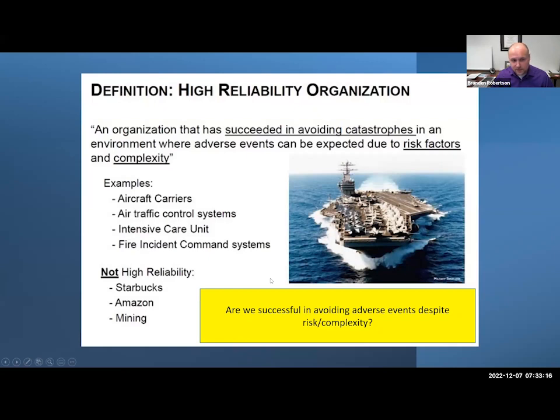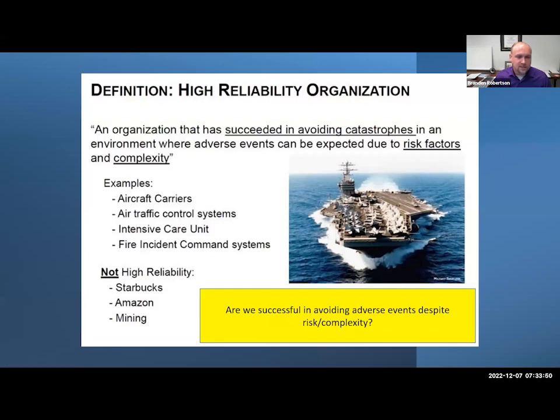And Starbucks, Amazon, mining, we're probably not considering them highly reliable. First of all, the risk factors and complexity within the first two are not extremely high. Mining, although I would venture to say that it is, but we know that accidents exist. And if you got your Starbucks this morning, there's a relatively good chance that it wasn't right, or at least you checked it, because you understand that there are catastrophes, if you will, sometimes within those.